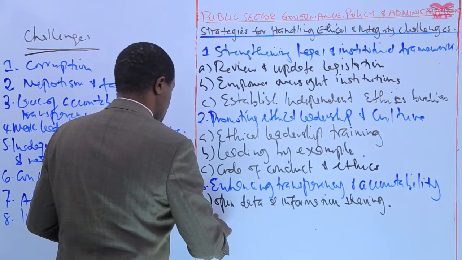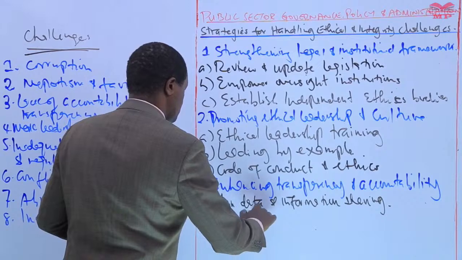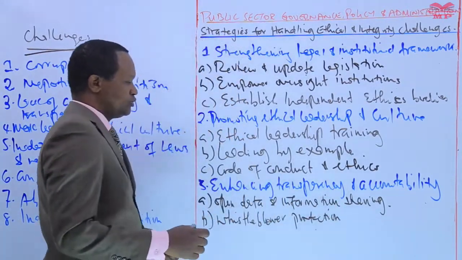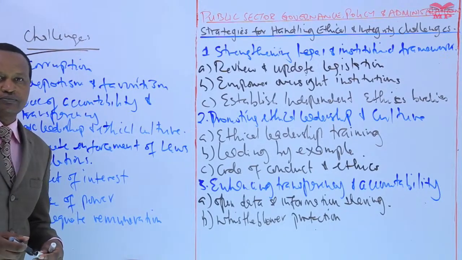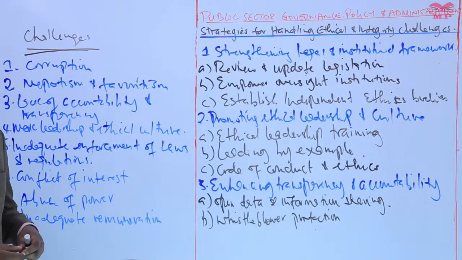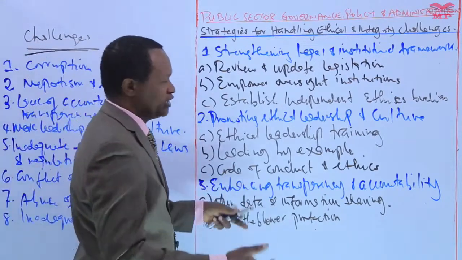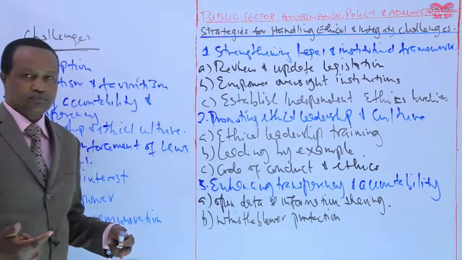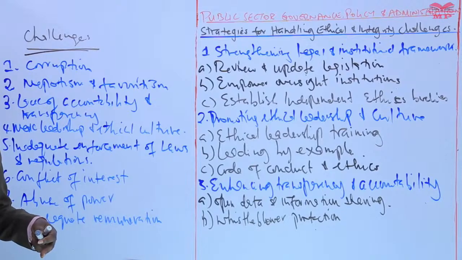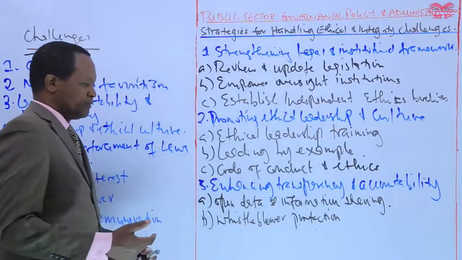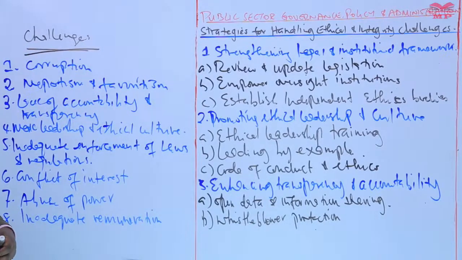2. Whistleblower protection. Those who blow the whistle should be protected. There has to be robust whistleblower protection mechanisms that should be put in place to encourage individuals to report unethical behavior within the public service. And that reporting should be without reprisals.